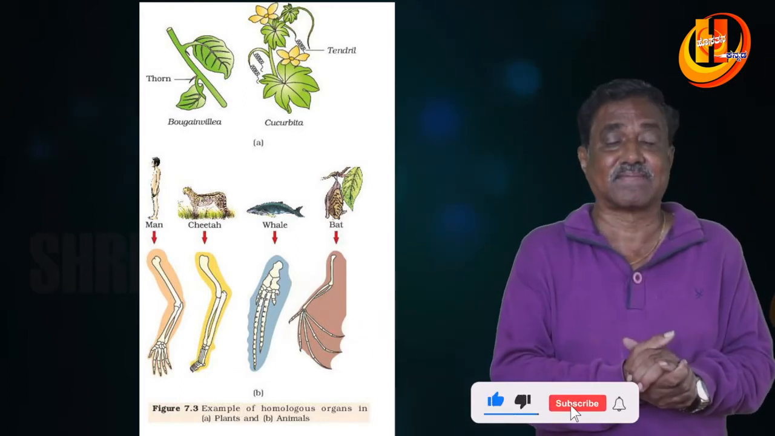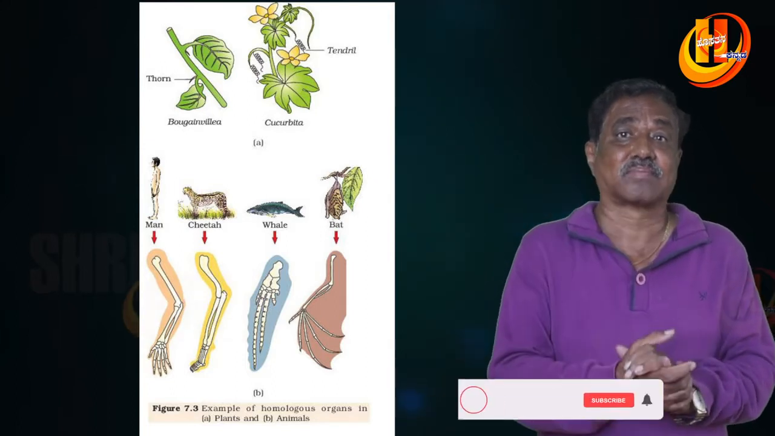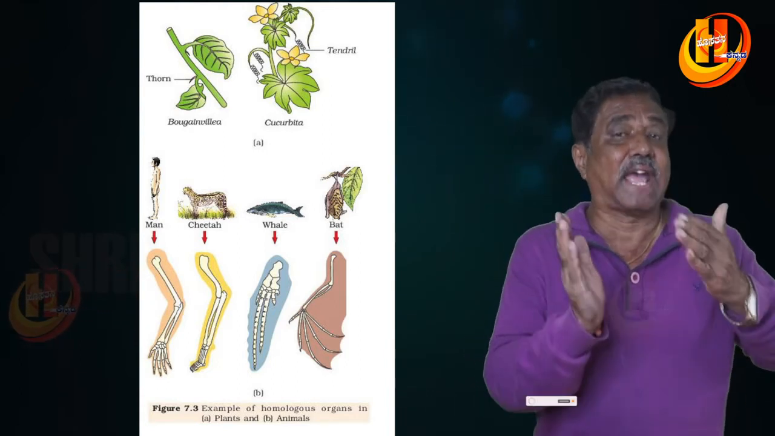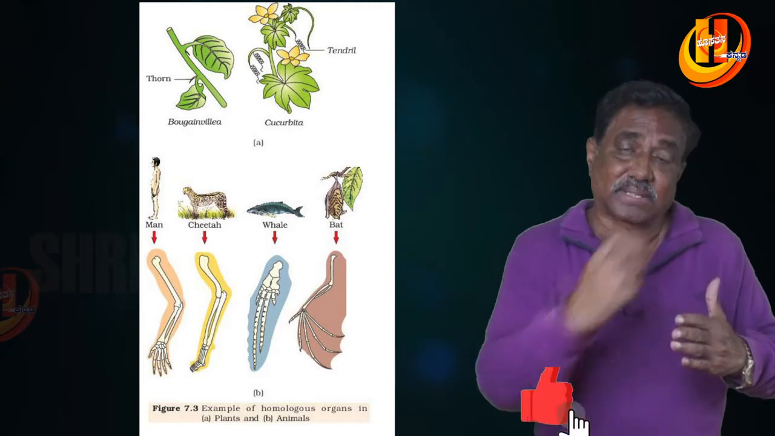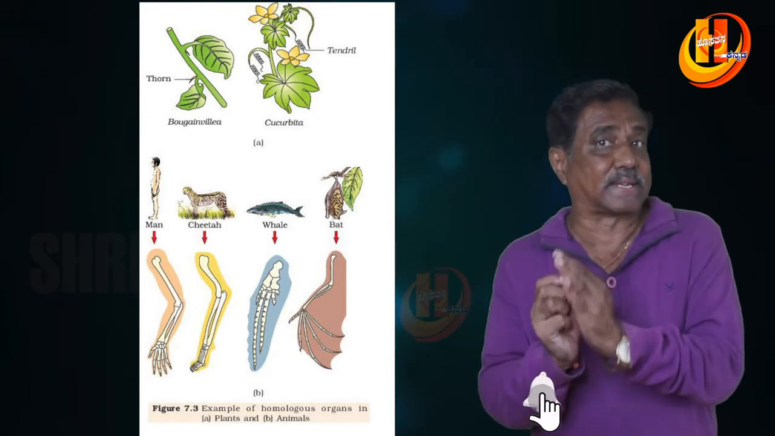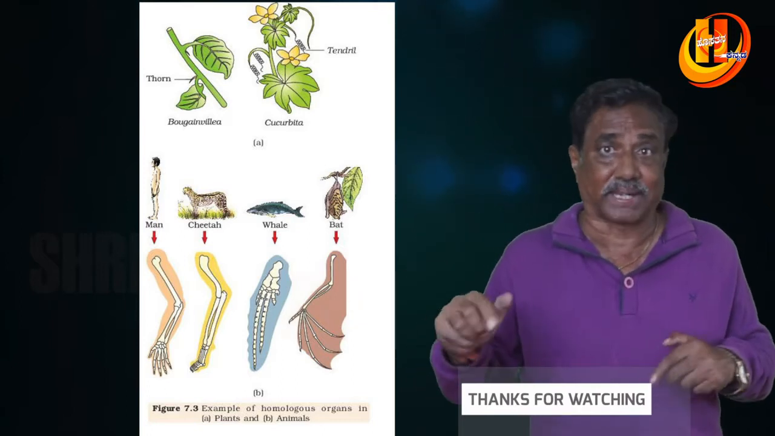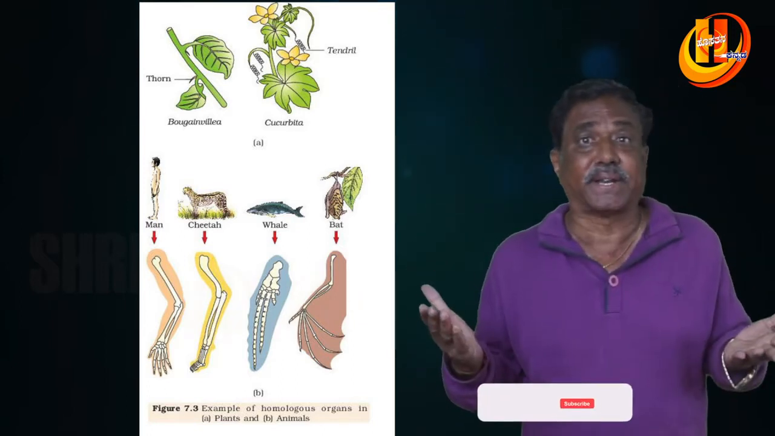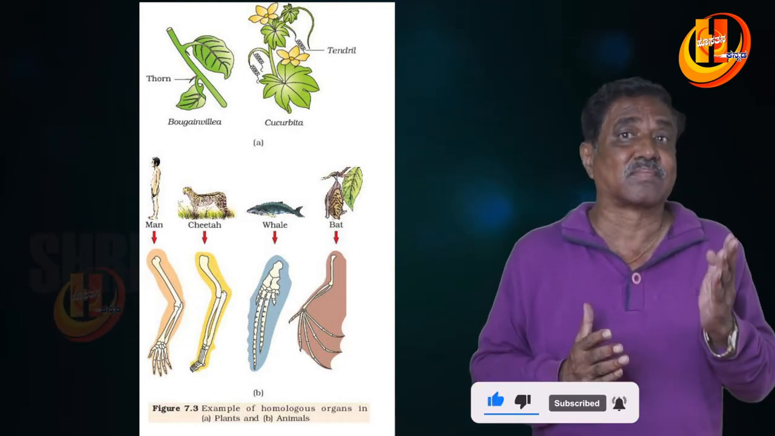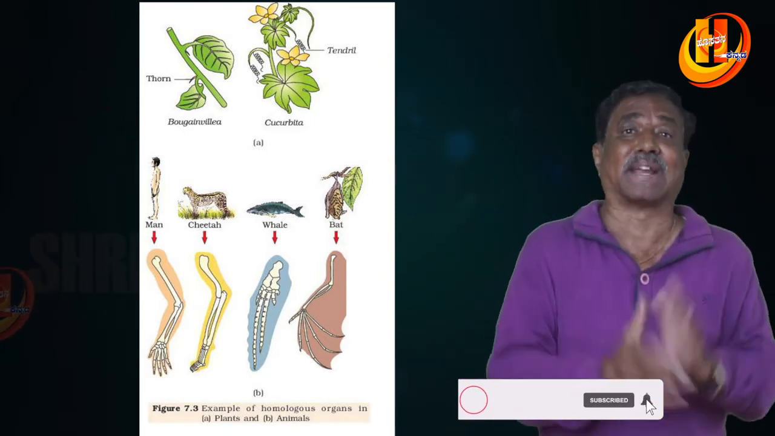Coming to the plants, thorn in bougainvillea and tendril in cucurbita have similar structure because they are modified axillary buds. The axillary bud, that is the stem portion, is modified to a thorn in bougainvillea, and the same axillary bud is modified to a tendril in cucurbitaceae. Hence, similar structure but different function. Homologous organs show that the organisms have evolved from a common ancestor.